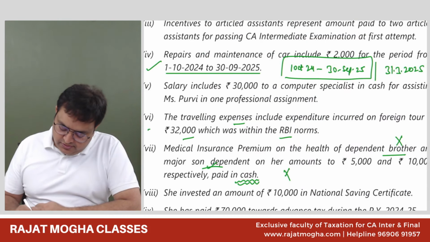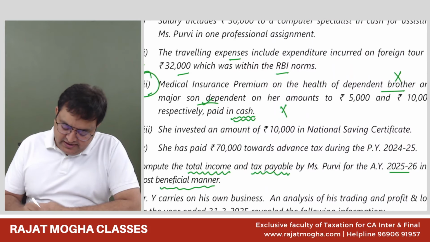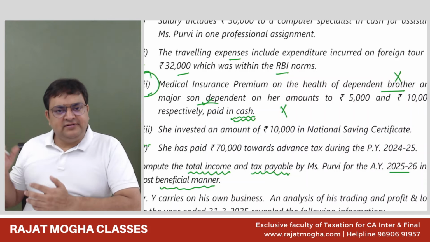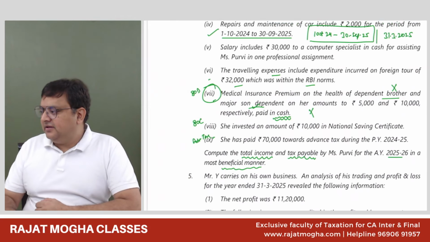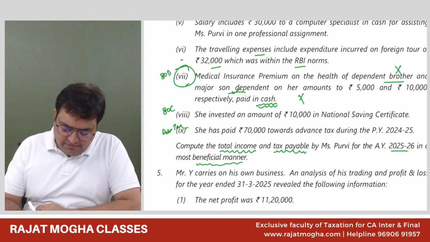Now, medical insurance premium. This is 80D. She invested 10,000. This is 80C. She paid 7,000. This is advance tax. So now there is no information regarding PGBP. The other information is something else. So in this case, now my PGBP is done.